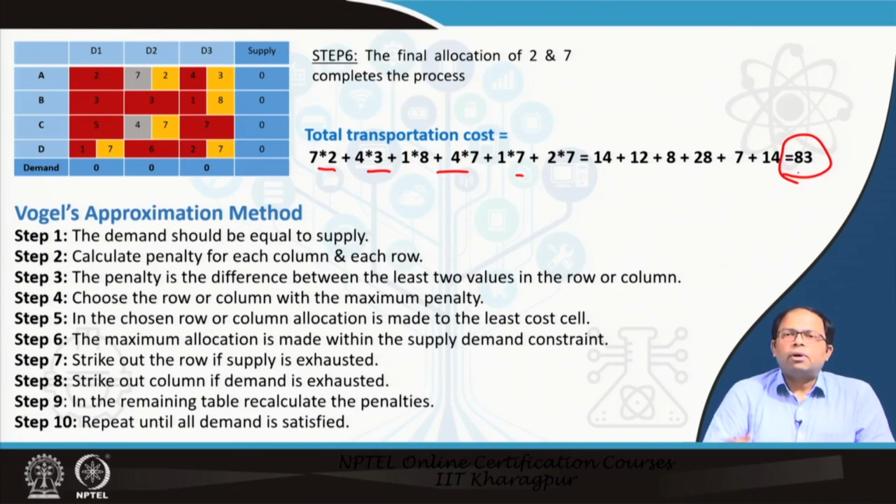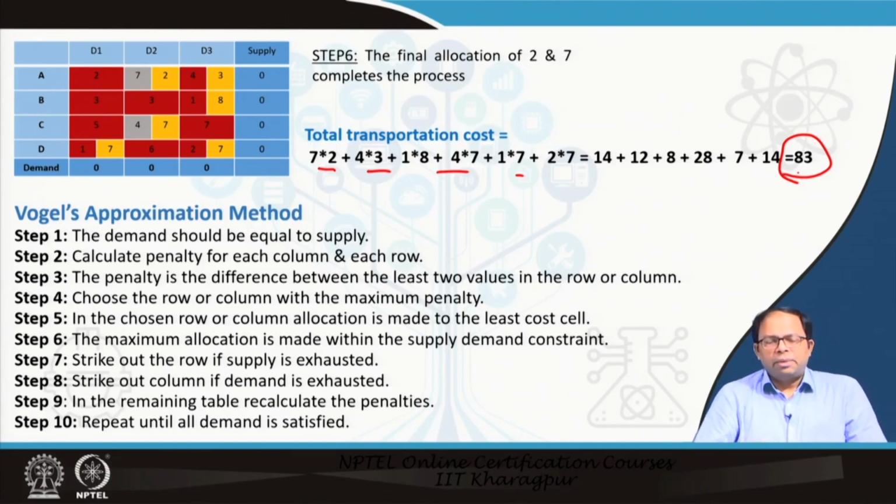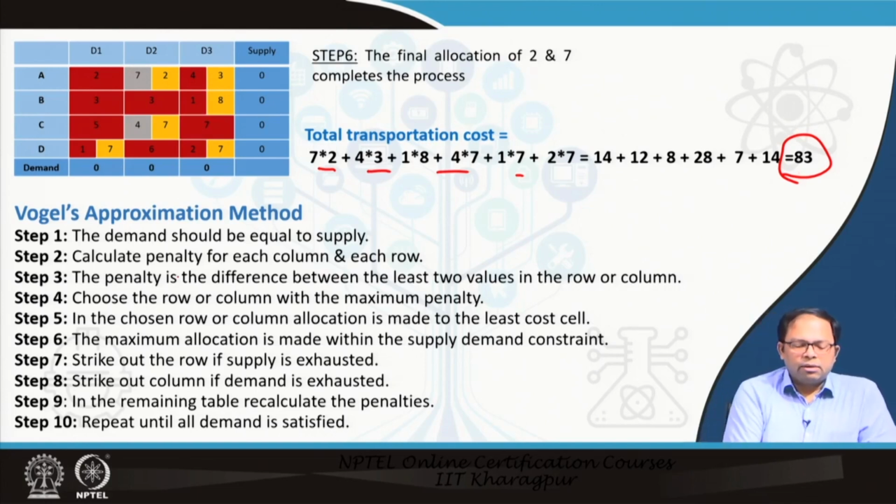But it may not be for all solutions, but in this particular case, it is better. So then comes the Vogel's approximation method. This method is a bit different, where the demand again should be equal to supply. So we first have to balance the matrix, and we have to introduce a dummy row or a dummy column, and then we calculate the penalty for each column and each row.